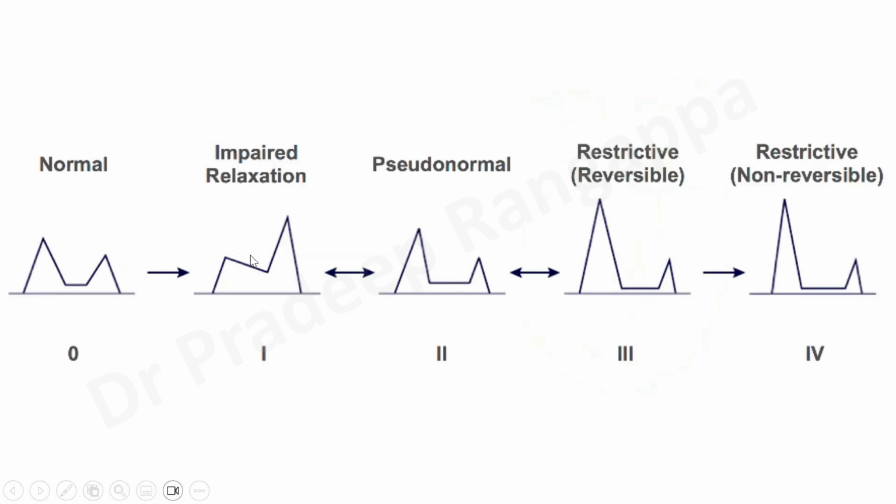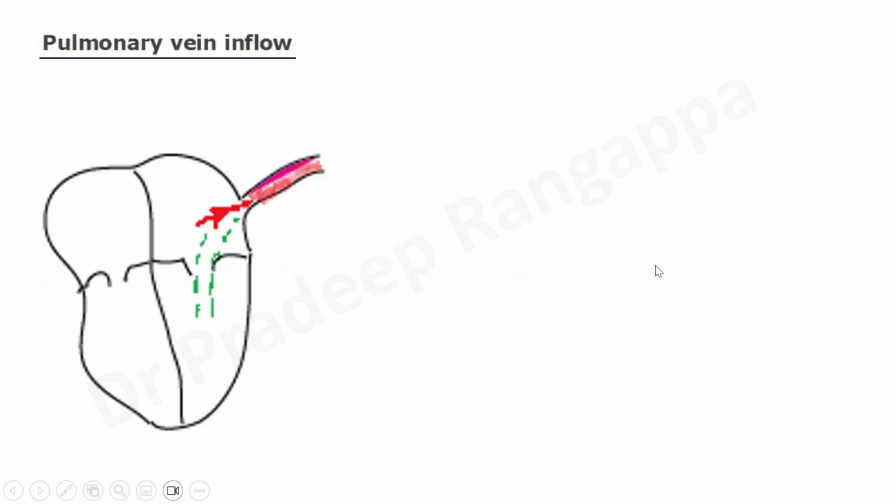So you would see E which is less than A. But then once it goes to grade 2, grade 3, it looks like grade 0. So generally in a normal individual, just remember this, E will be less than A. And then pseudo normal is E becomes more than A, and E becomes very tall in grade 2 and grade 3 diastolic dysfunction.